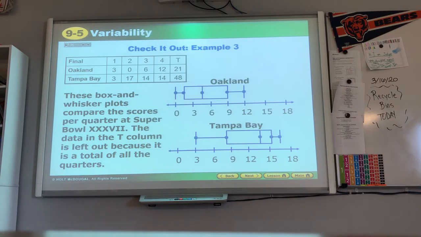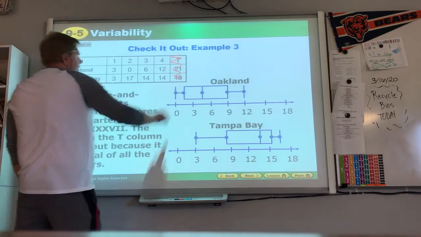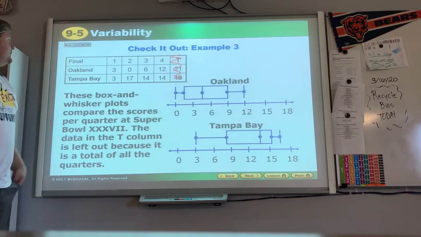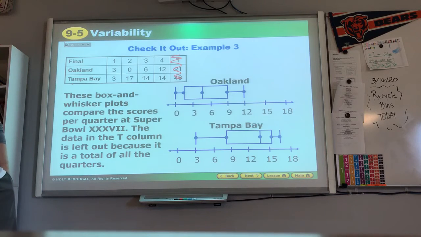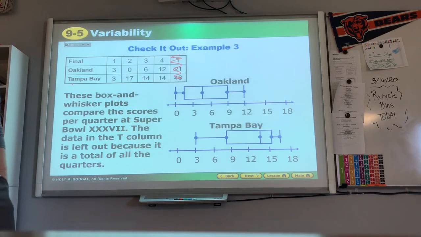Okay, Oakland and Tampa Bay. These compare the scores per quarter at the Super Bowl. That would be 37. The data in the T column is left out because it is a total of all the quarters. All right, so we didn't count this. That was the final score. Ugly game to watch, if I remember, because they scored like 27, 28 points on turnovers. All right.